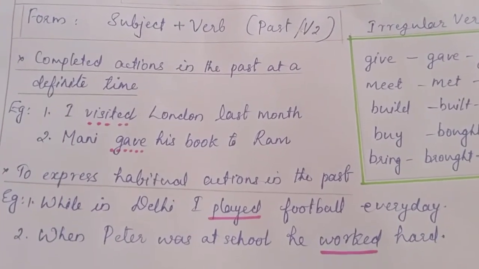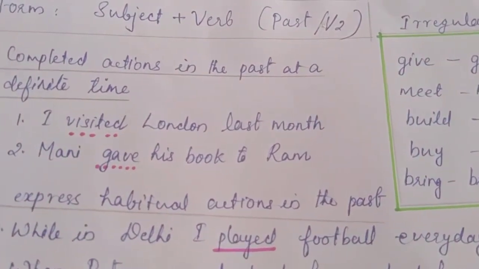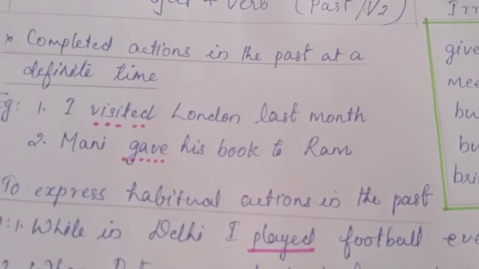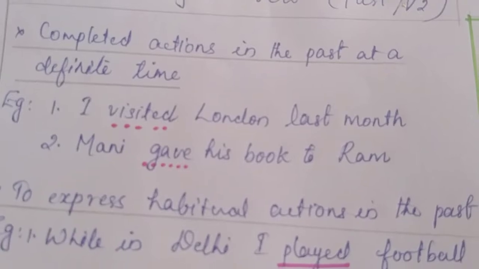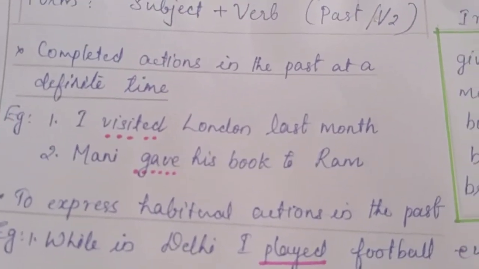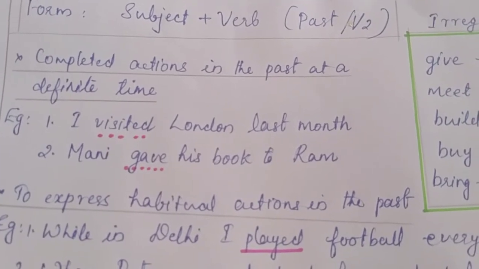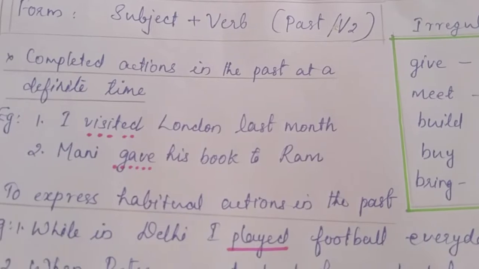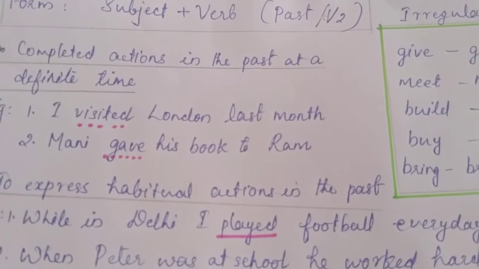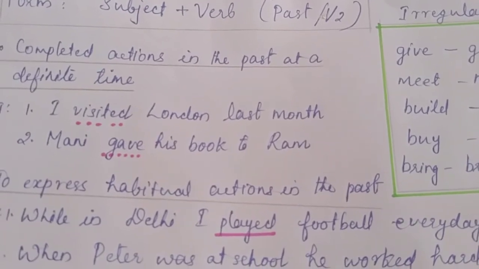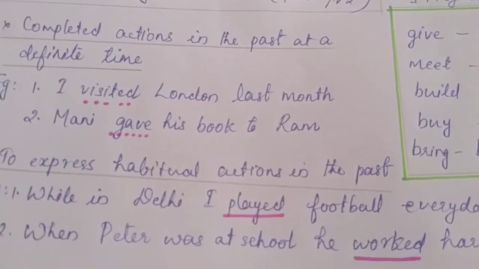Okay. How can we make the sentences? We have to write the second form of the verb, or the past form of the verb. For example, in the first example you can see the verb form is visited. How can we make the past form? We can add ed to the verb, then we will get the past form. Most of the verbs in English, we can make the past form by adding ed. So I visited. Visited is the past form of visit. Visit, visited, visited.